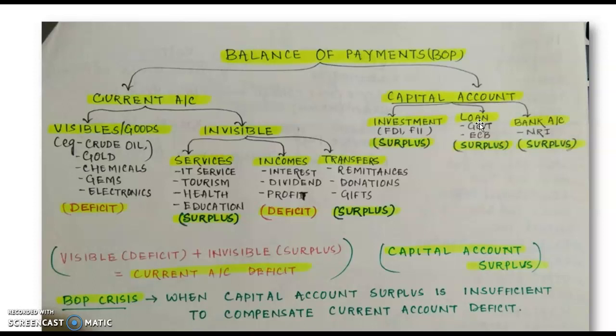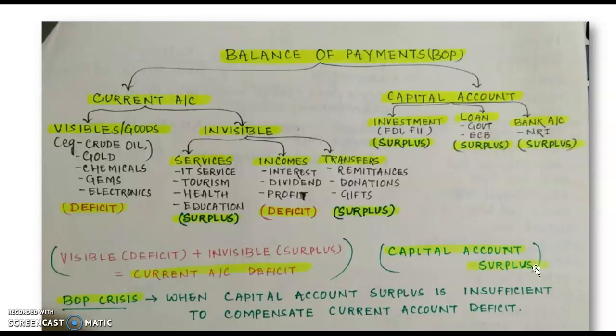Here we are counting loan. The government also takes loans, and some external commercial borrowing is done by business entities. We combine these two, and here also we have surplus, right? In banking capital, the NRI deposits are considered, and this also comes under the capital account. Here also we have surplus, and when we combine these three, we will definitely have surplus, because in all three heads we have surplus.